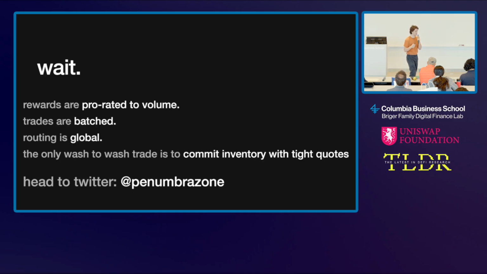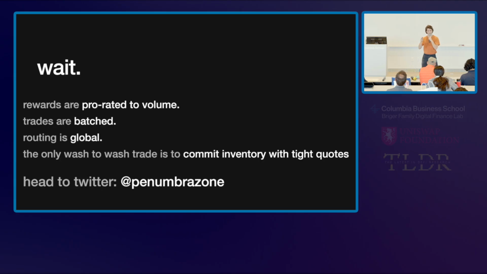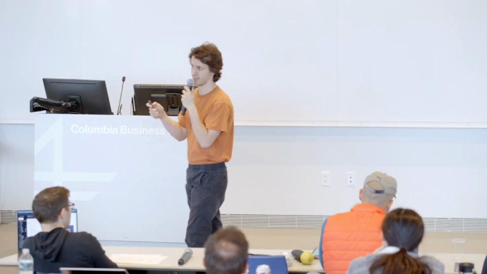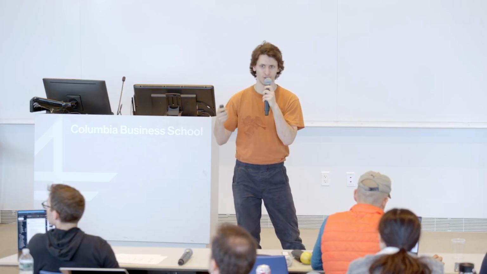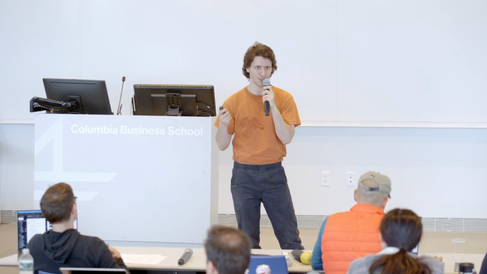So if you want to be a bad, big, mean wash trader, what you should do is commit inventory every block and quote really tight quotes. And turns out this is indistinguishable from being a really good market maker. So if you want to hear more about it, I'm around. You can also head to Twitter, where there's a blog post and a forum link where you can argue about whether this is incentive compatible or self-stabilizing, or if the mechanism could be made better. Thank you.